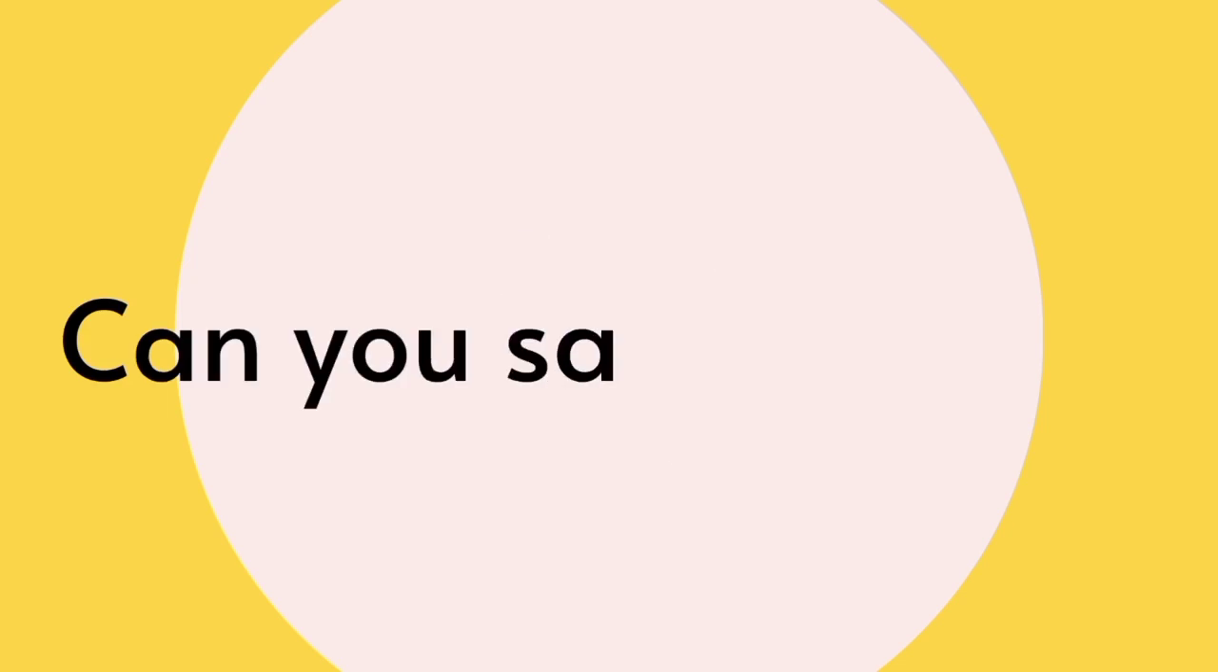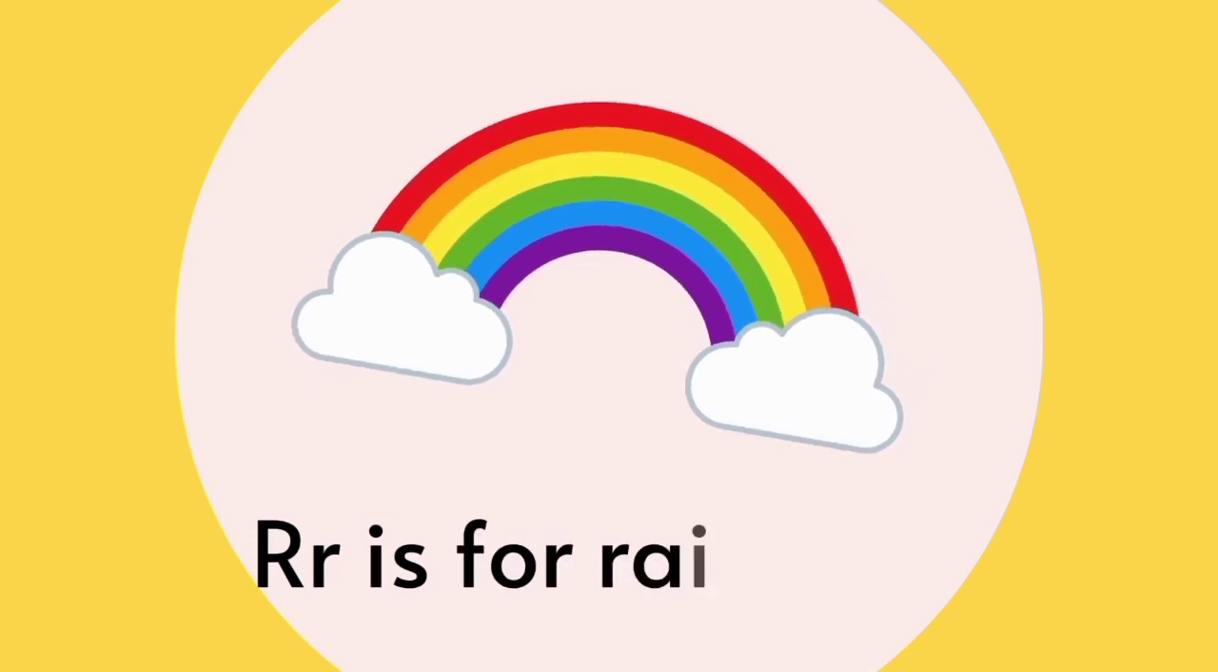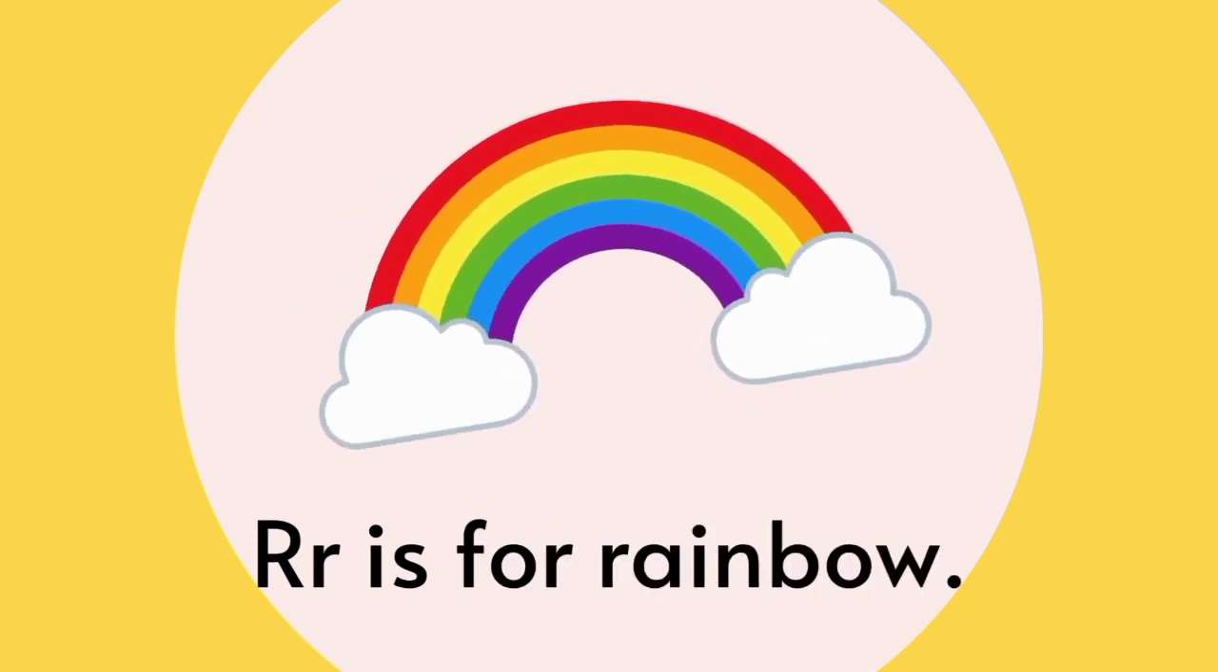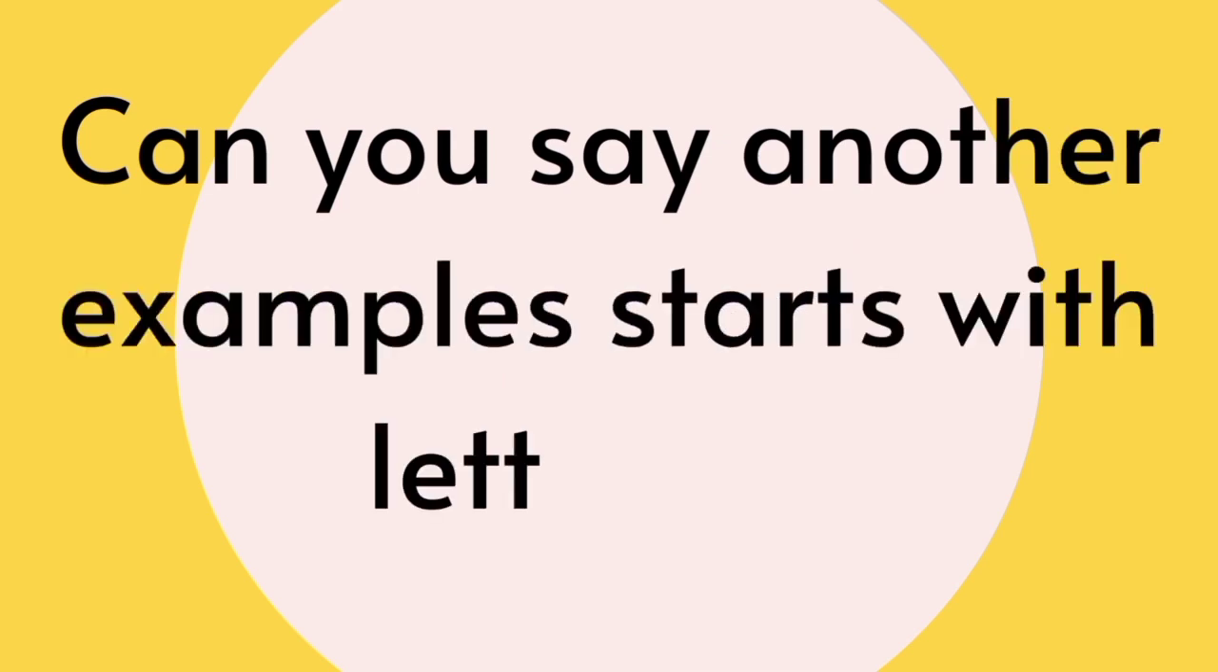This is letter R. The sound of letter R is R. Can you say it again? Very good. And R is for rainbow. Can you say another example that starts with letter R?